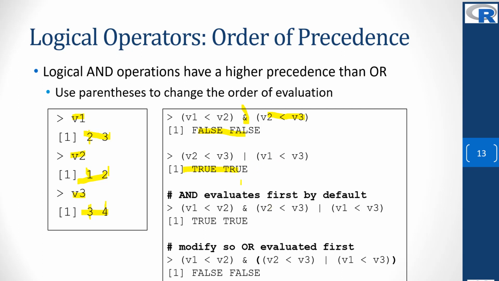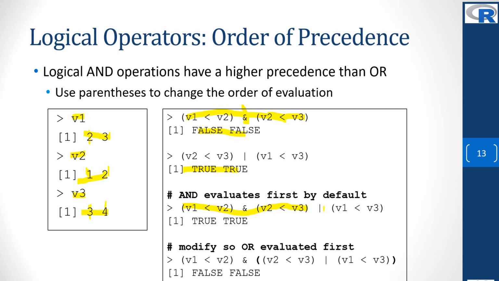Now that's not showing the order of precedence. So let's look at that in an example here. The AND has a higher precedence. So by default, the AND operation is evaluated first. So if you remember from up in this first expression, this logical element-wise AND resulted in false, false. So we have false values here, and that was evaluated first.